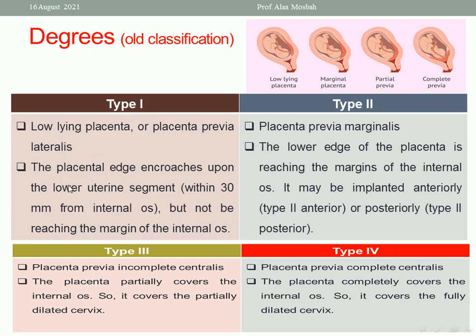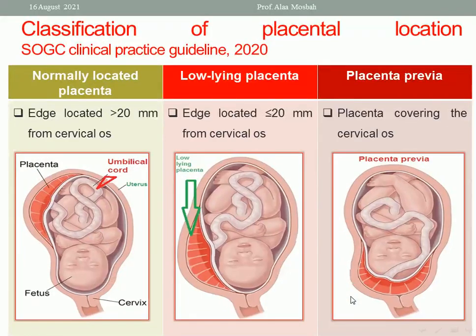The type 1, the placental edge encroaches within 30 millimeter from the internal os, while in type 2, the lower edge of the placenta reaches the internal os but not covering it, while in type 3, partially covering the internal os, while in type 4, covering completely the internal os. But this is a recent classification recommended by the Canadian Society of Obstetricians and Gynecologists 2020.